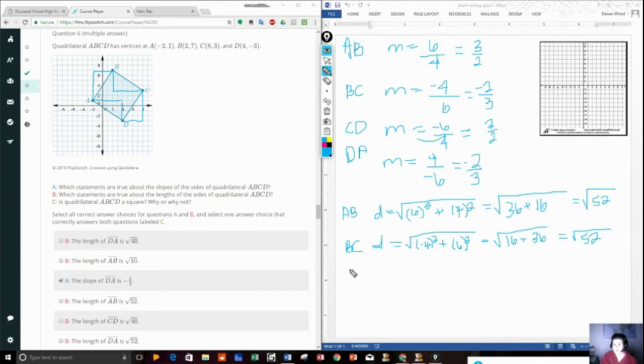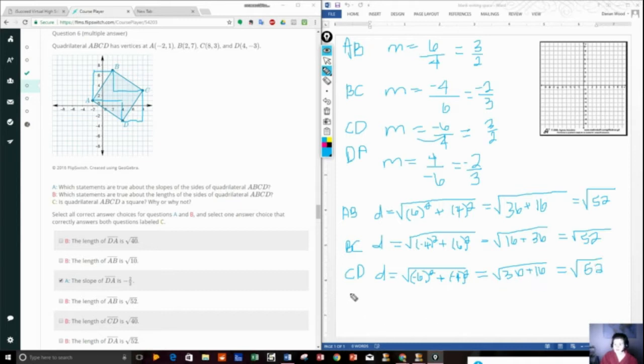And then we have CD. The distance is equal to the square root of the vertical distance, which is negative 6 squared, plus our horizontal distance, which is negative 4 squared. Alright, negative 6 squared is 36, plus negative 4 squared is 16. So the square root of 36 and 16 is the square root of 52, and we just add 36 and 16.